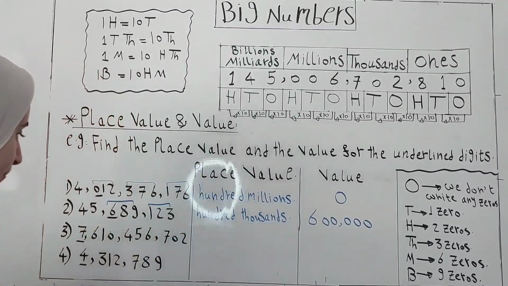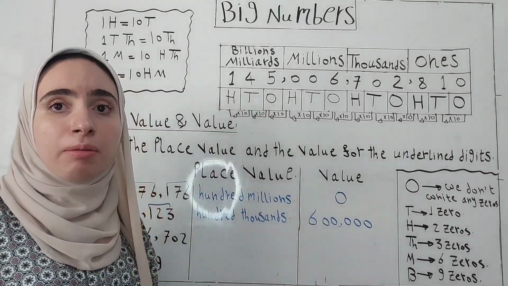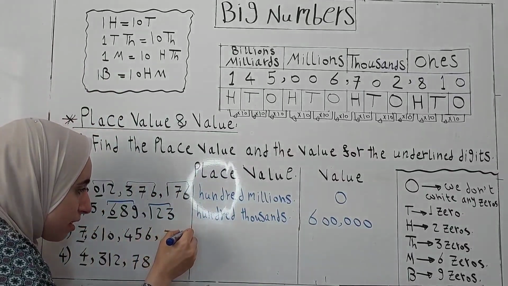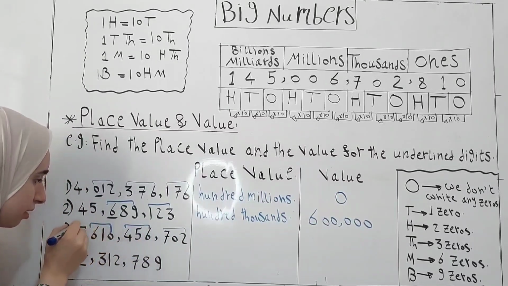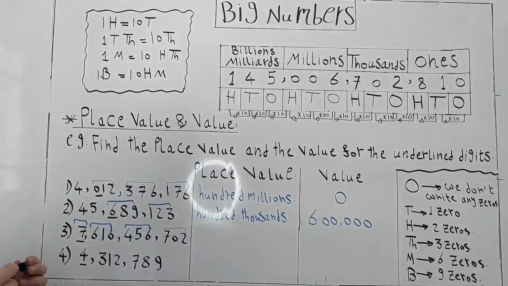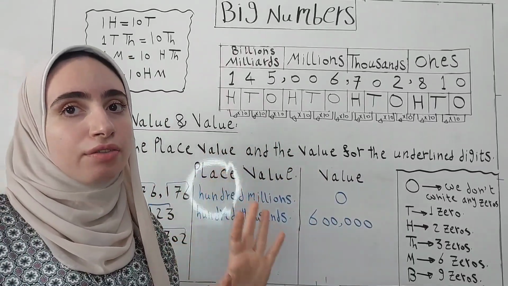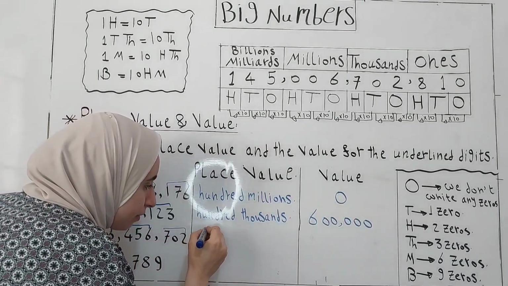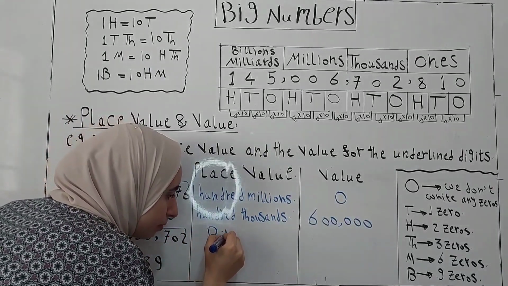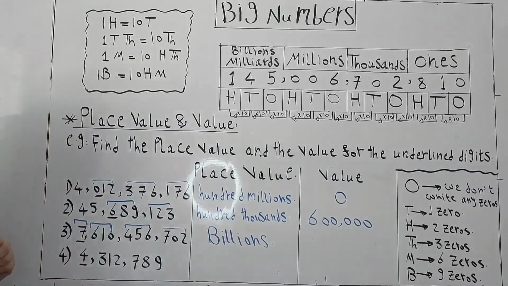In the third number, we need to find the place value for the digit 7. The digit 7 is in which family? This is the first family. This is the second, and this is the third, and this is the fourth. The fourth family is called the milliard family or billions family. So the digit 7 is in the billions family.